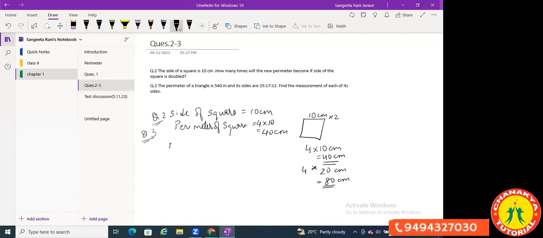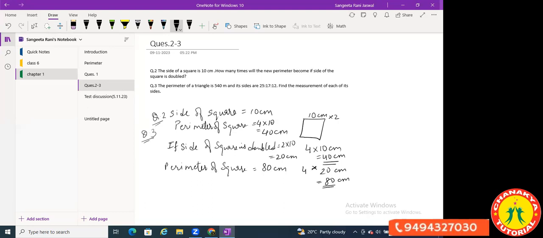Now, if the side of the square is doubled, then the side becomes 2 into 10, which is equal to 20 centimeters. Now, with this side, what will be the perimeter? Perimeter of square is 4 into 20, that is 80 centimeters.